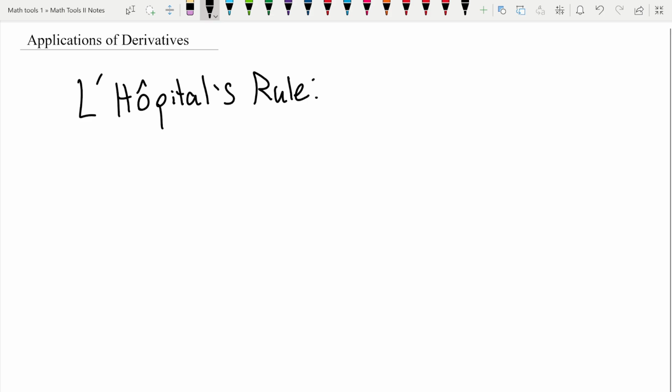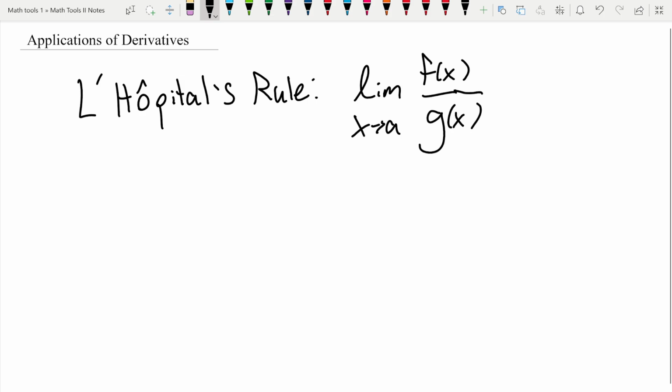Specifically, it allows us to evaluate limits of the form, the limit as x approaches a of f of x over g of x, when this limit gives us some kind of indeterminate form, specifically 0 over 0 or infinity over infinity. So let's write out the rule in full first.